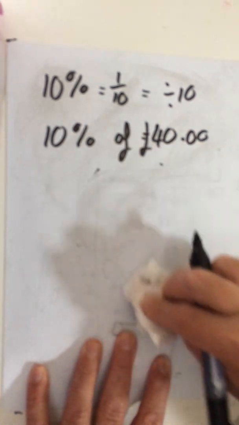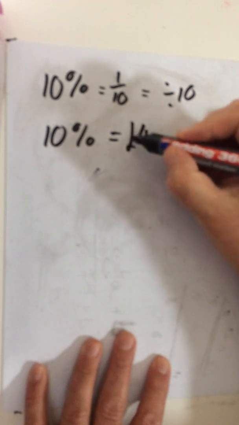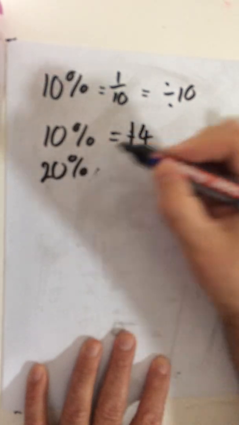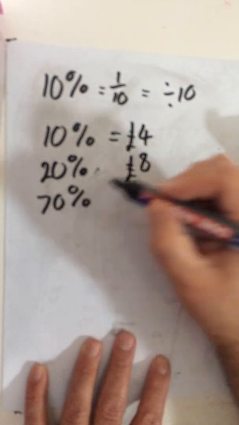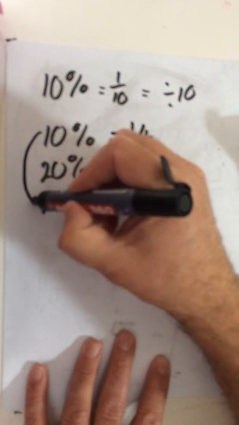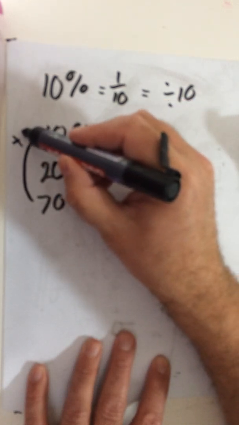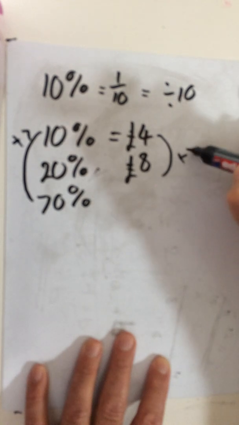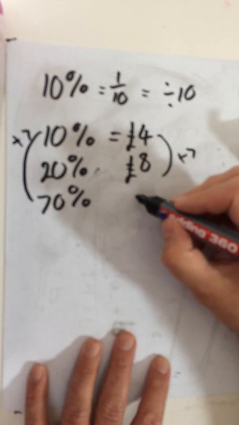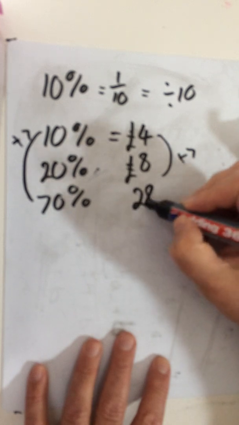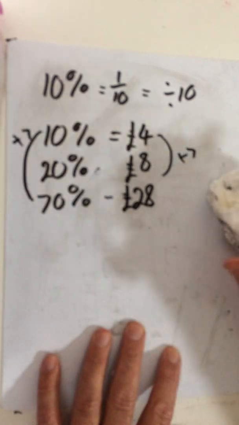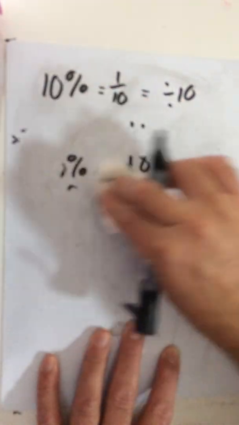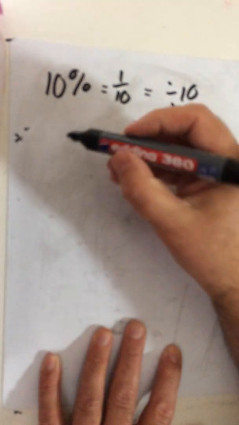Once you realize that 10% is equal to £4, you can find 20% quite easily, because that will be equal to £8. If I wanted to find 70%, how am I getting from the 10 to the 70? I'm timesing by 7. I would do the same here. Times by 7. 7 fours, 28. £28. So you start off with finding 10%, and from there it's easier to work it out.